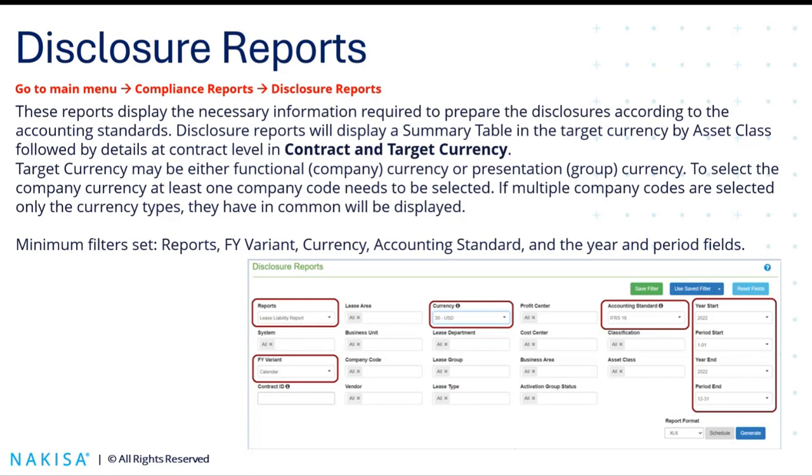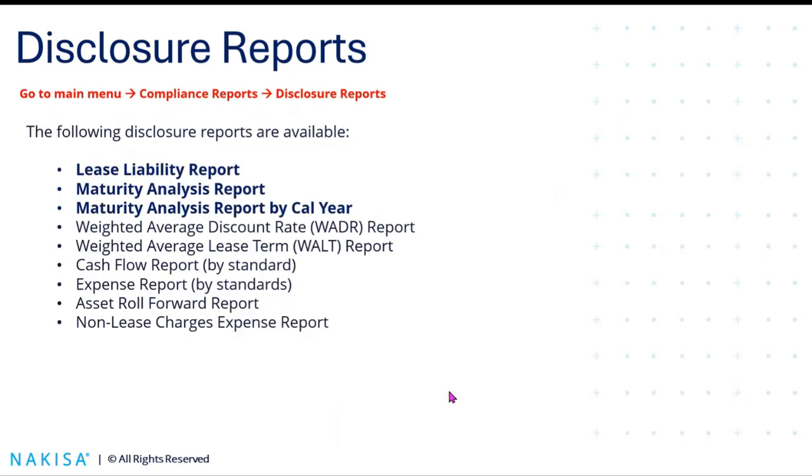They can be prepared for the contract or the target currency, depending on the use. There are minimum filters required for the reports: which type of report you would like to have, the fiscal variant of the company, which can be calendar, 360, or fiscal variant 445 or any other, the currency, the accounting standard, and the year you would like the report to show results for.